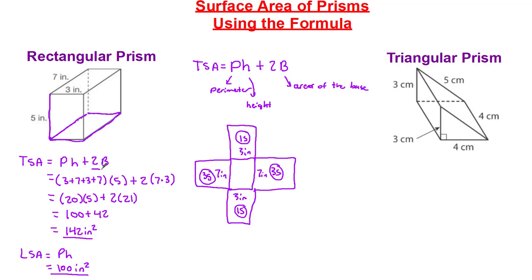Now, this is pretty self-explanatory. It's going to say 2 area of the bases. So we're just going to add the area of the bottom base and the area of the top base in order to get our total surface area.